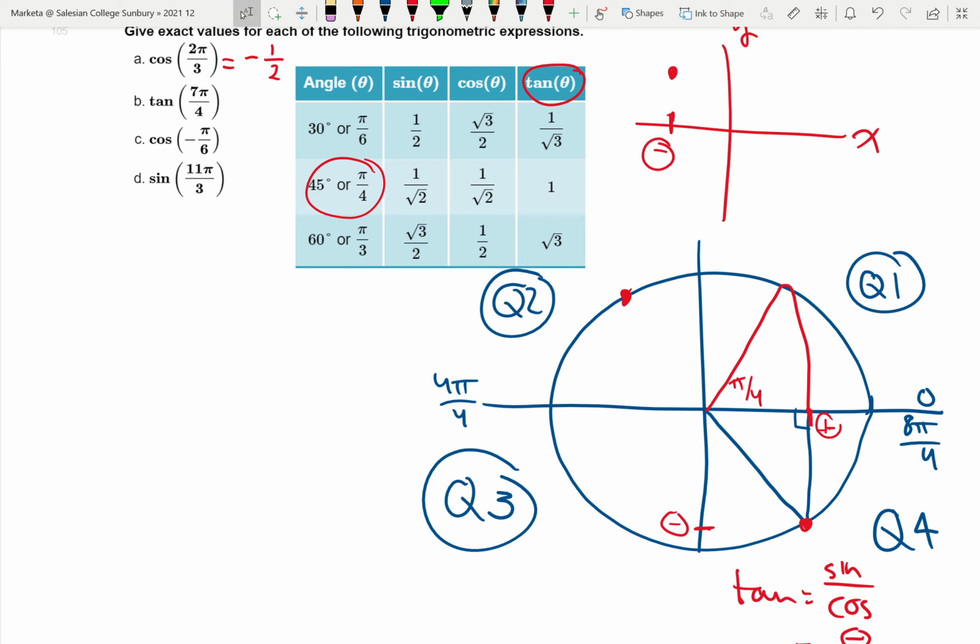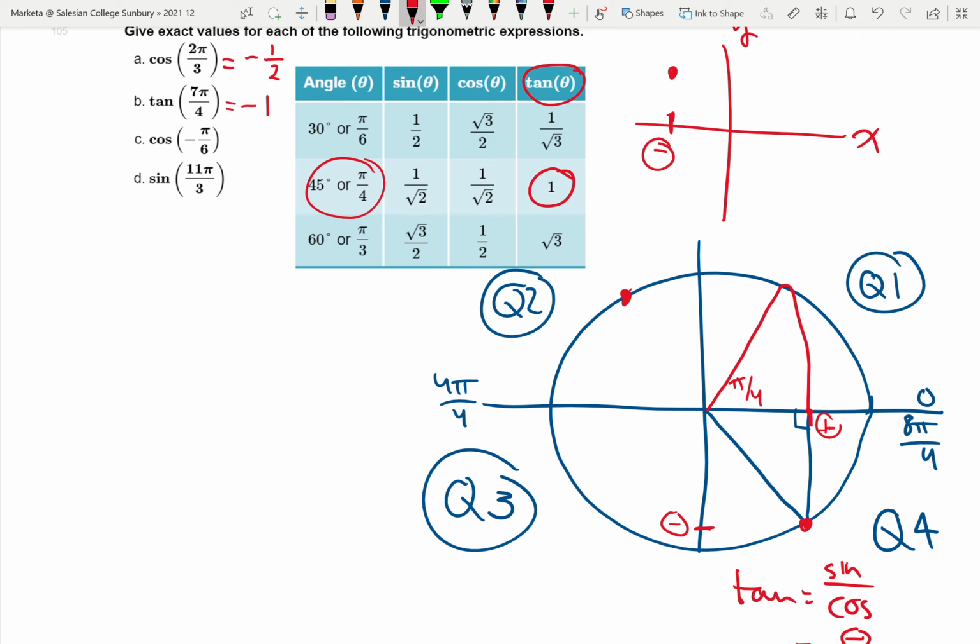And now we can also see that the tan of pi on 4 is 1. So, well, now because we're in the fourth quadrant, that's going to be negative 1. So the tan of 7 pi on 4 is negative 1. All right, 2 more to go.